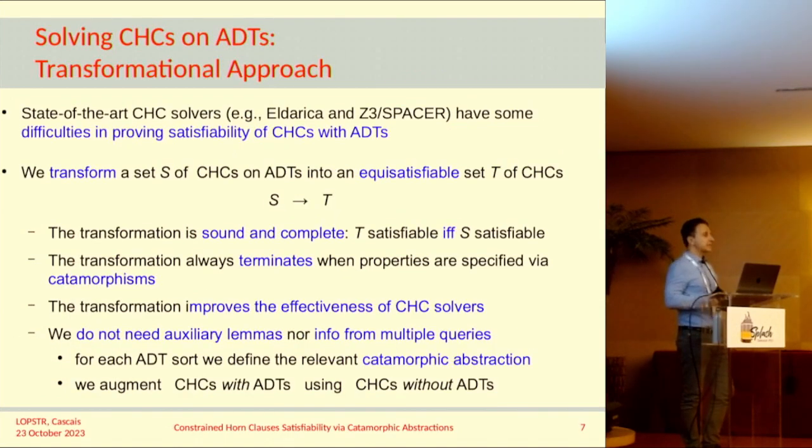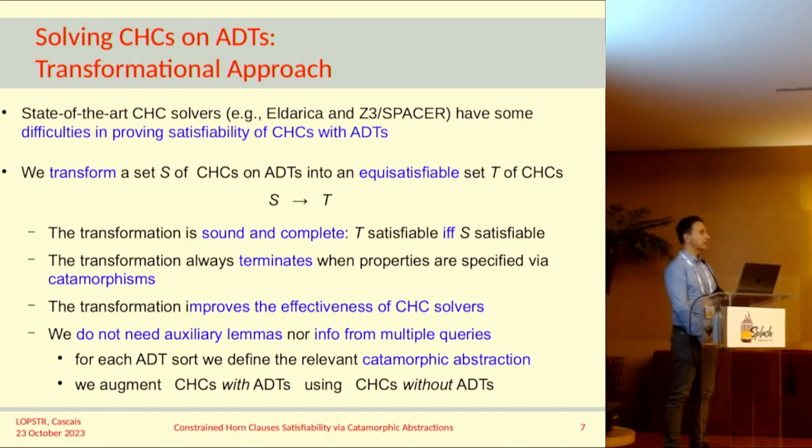Then, however, state-of-the-art solvers have difficulties in proving satisfiability of clauses that contain algebraic data types such as lists and trees. And so instead of extending the CHC satisfiability checking in order to deal with these lists and trees, these ADTs, we follow a transformational approach by which we transform the clauses into an equisatisfiable set of clauses. And the transformation, as I told you, preserves satisfiability. So the initial set of clauses is satisfiable if and only if the final set is. And the transformation always terminates when properties are specified via catamorphism.